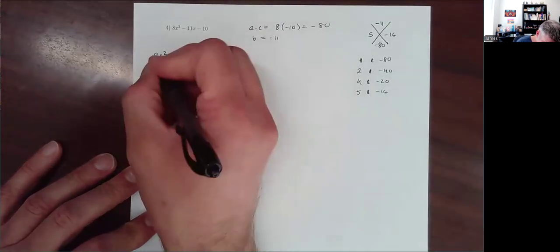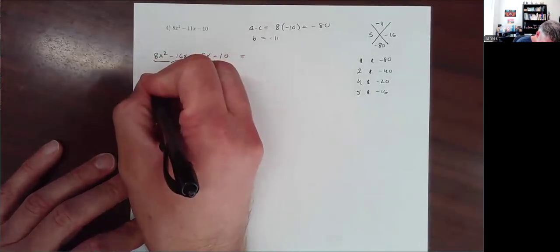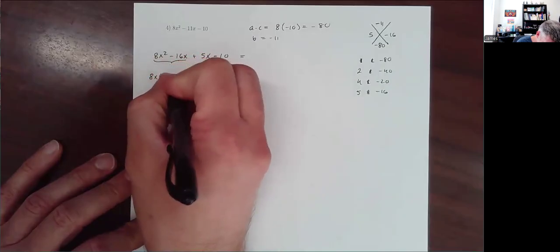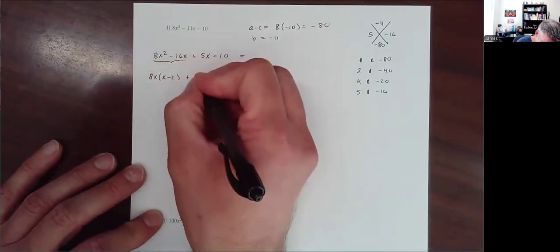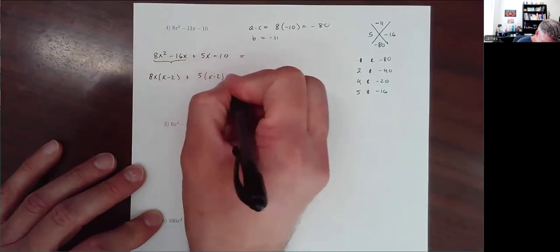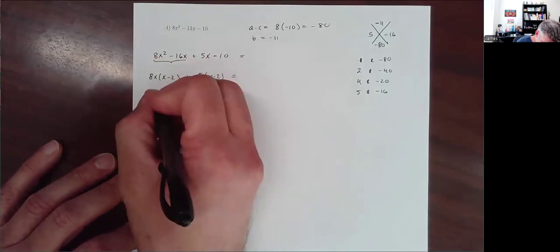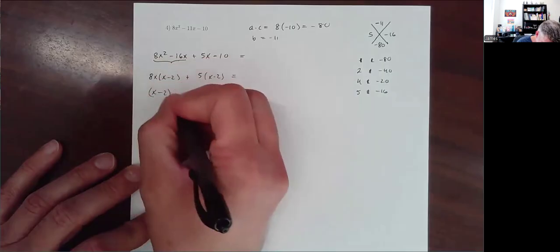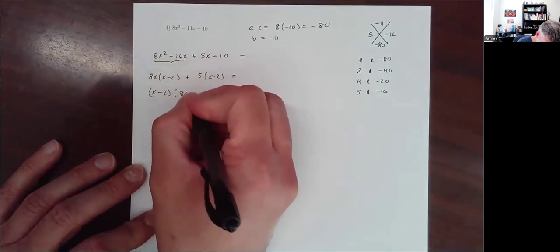And then we can factor by grouping. This is going to be factor out an 8x, you're left with x minus 2. Factor out a 5, you're left with x minus 2. So then factor out the x minus 2, and you're left with an 8x here, plus a 5 here.